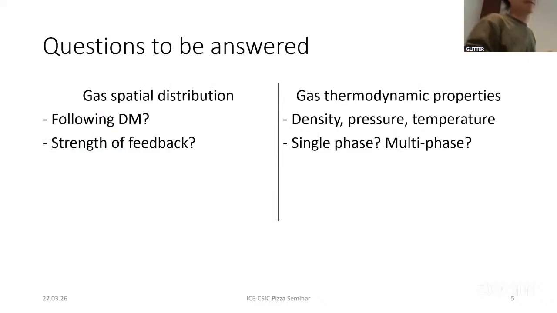And we really would like to know if we can understand the gas distribution in the cosmic web and what it suggests about the feedback from AGN or stellar feedback processes. And we would like to know the density, pressure, temperature, these thermodynamic properties of the gas, and also whether it is single phase or multi-phase, or how complex it is.